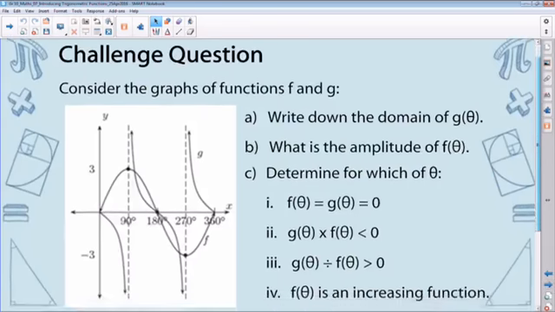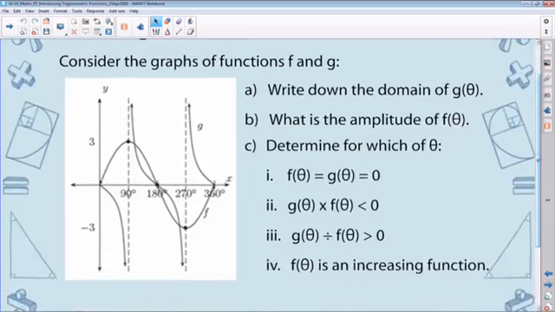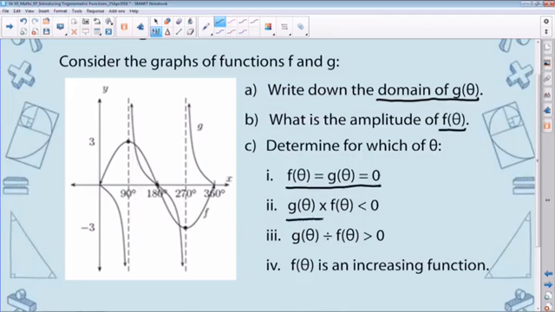It says, consider the graphs of the functions f and g. Write down the domain of g of theta. Okay, what is the amplitude of f of theta? Determine for which values of theta f of theta is equal to g of theta is equal to 0, and g times f is less than 0.